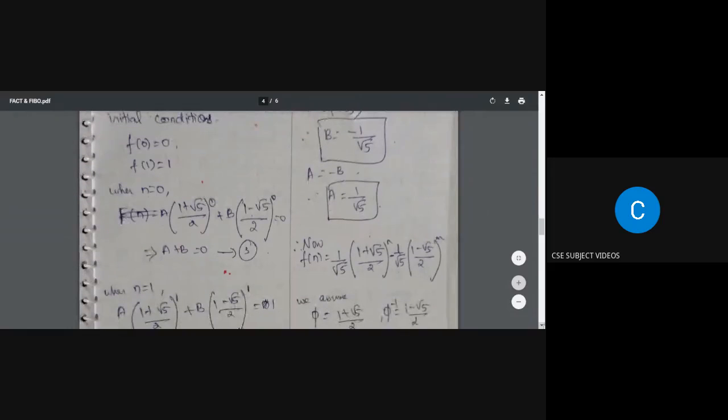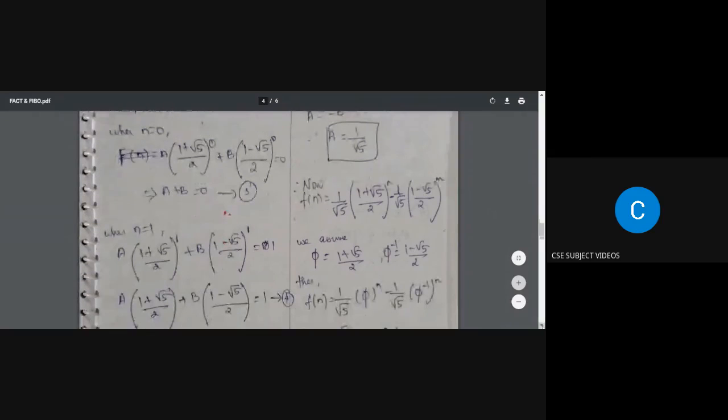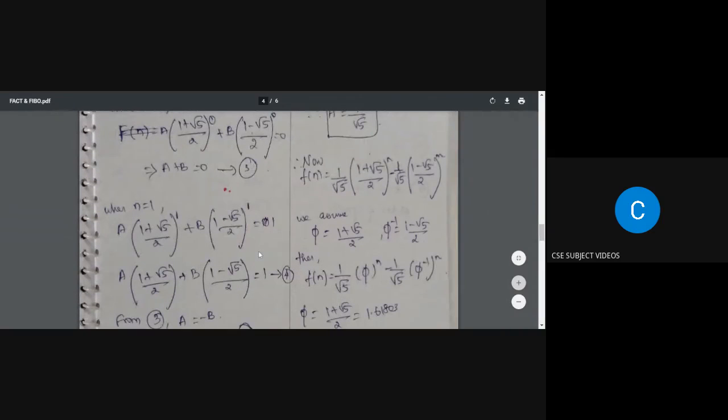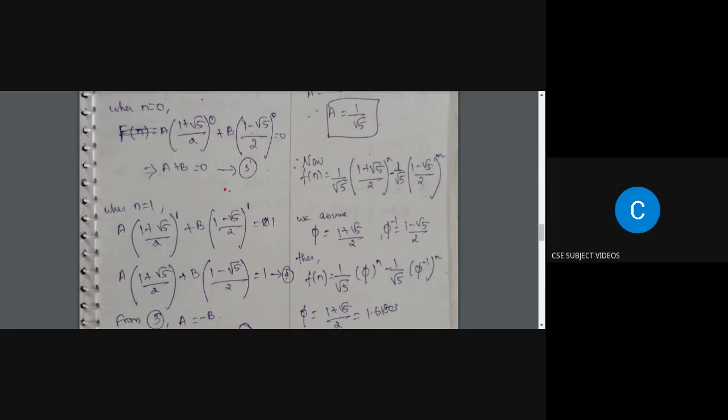Now f of n equal to 1 by root 5. So now I have to substitute into the equation. It will be 1 by root 5 into (1 plus root 5 divided by 2) whole power n, minus 1 by root 5 into (1 minus root 5 divided by 2) whole power n. Now we have to take some assumption here. Let phi equal to (1 plus root 5) divided by 2, and let phi inverse equal to (1 minus root 5) divided by 2. Now f of n equal to 1 divided by root 5 into phi to the power n, minus 1 by root 5 into phi inverse to the power n.